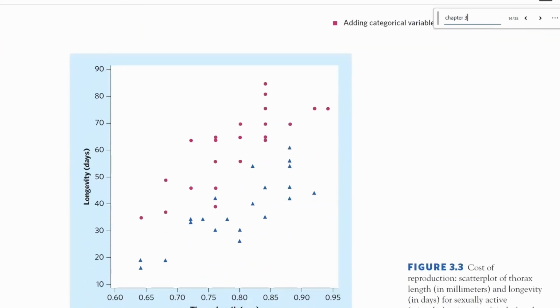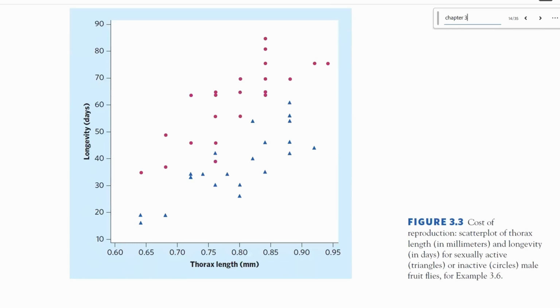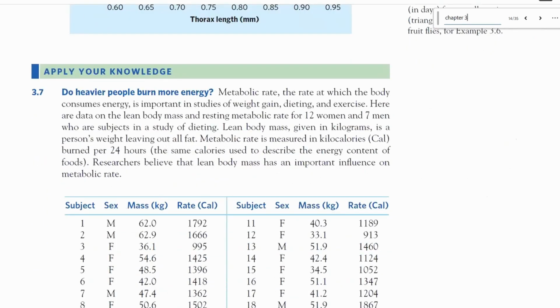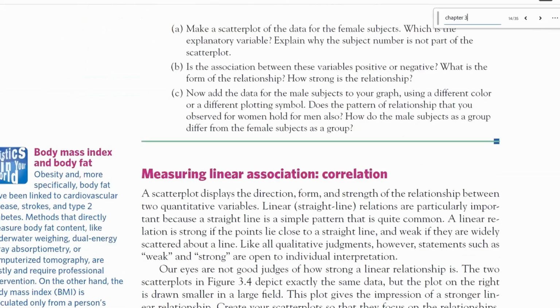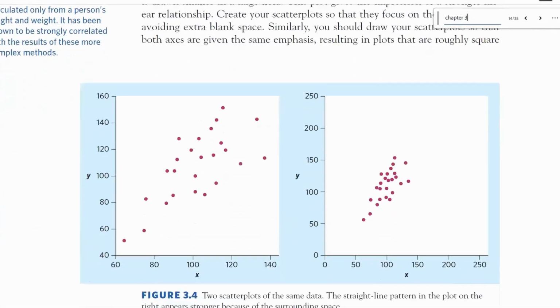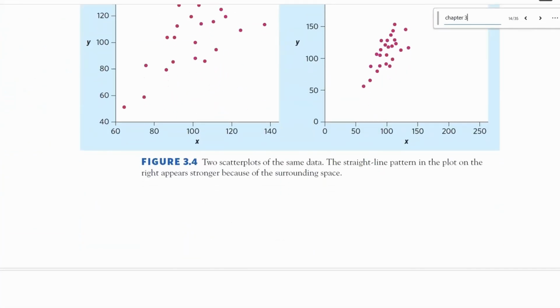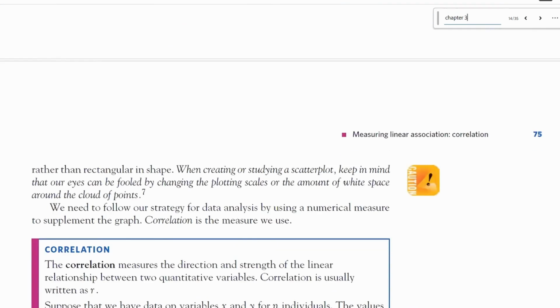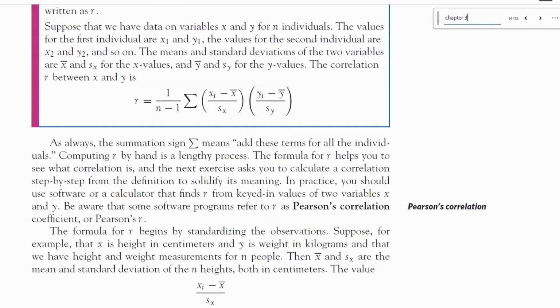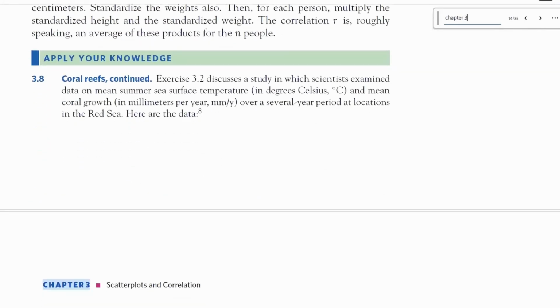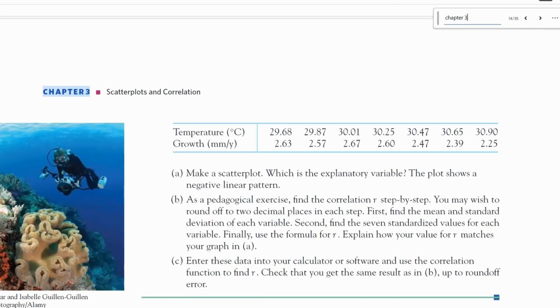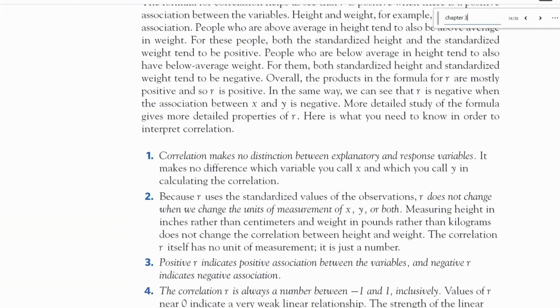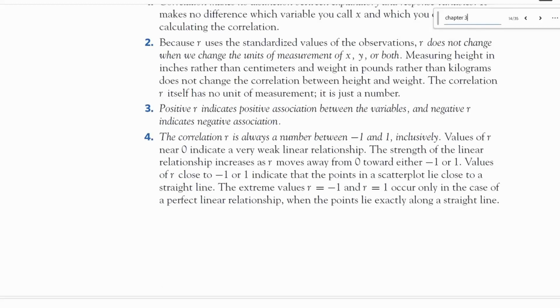This is just review, showing how to show it on a graph with different colors. We talked about putting the scatter plot on axes that don't distort the data, the meaning of the data. We didn't talk that much about the calculations of it because we always use computers to do that. Facts about correlation, 1, 2, 3, 4.